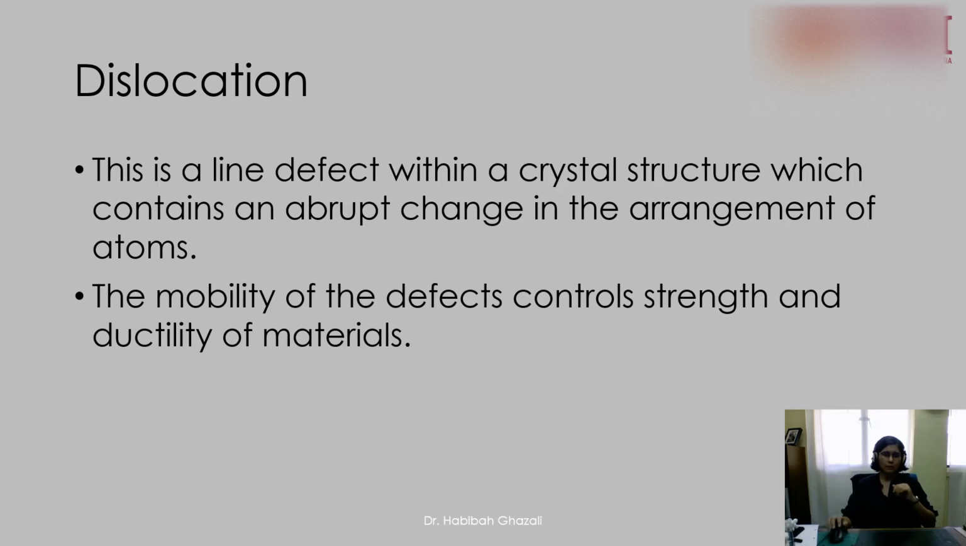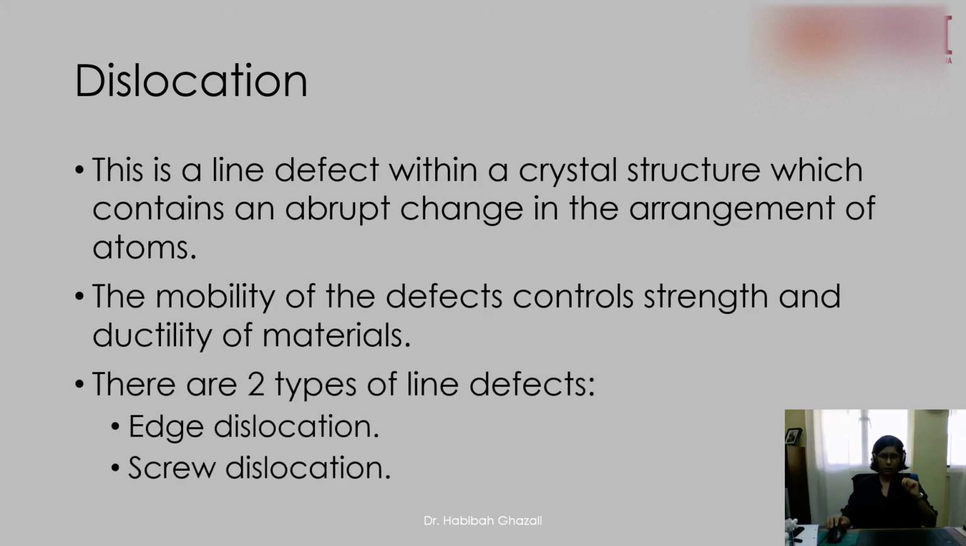So dislocation can move. It can move throughout the volume of the crystalline materials, and when force is being applied, the mobility of these defects is what controls the strength and the ductility of the materials, which we will look into further in our next lesson, so in our next module. In this module, we will just look at the types of dislocation. So there are two types of dislocation, which are edge dislocation and also screw dislocation.